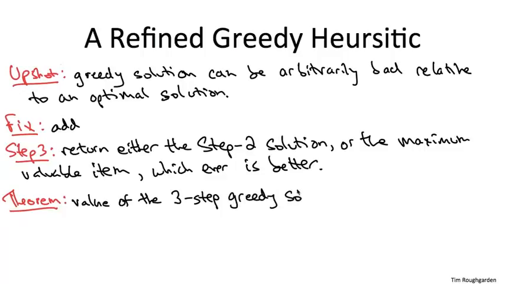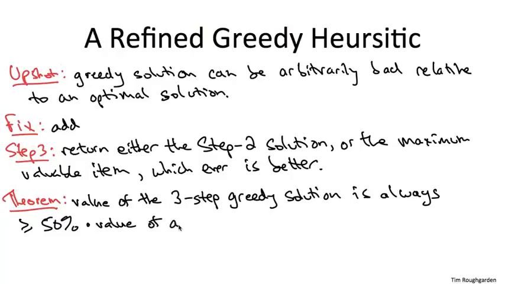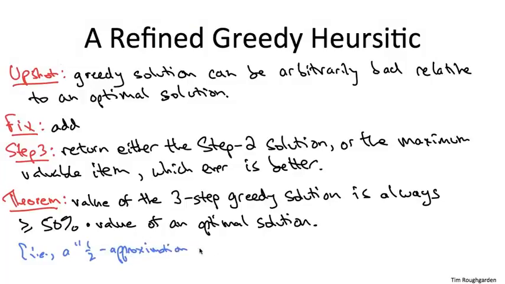Precisely, the value of the solution computed by this 3-step greedy algorithm is always at least 50% of the value of an optimal solution. So the jargon for this kind of algorithm is a 1/2 approximation algorithm. For every instance, it's guaranteed to compute a solution with value at least 1/2 that of an optimal solution. Also, as you would hope from a greedy heuristic, it runs extremely quickly. Basically, all we do is sort the items, so the running time is O of n log n.